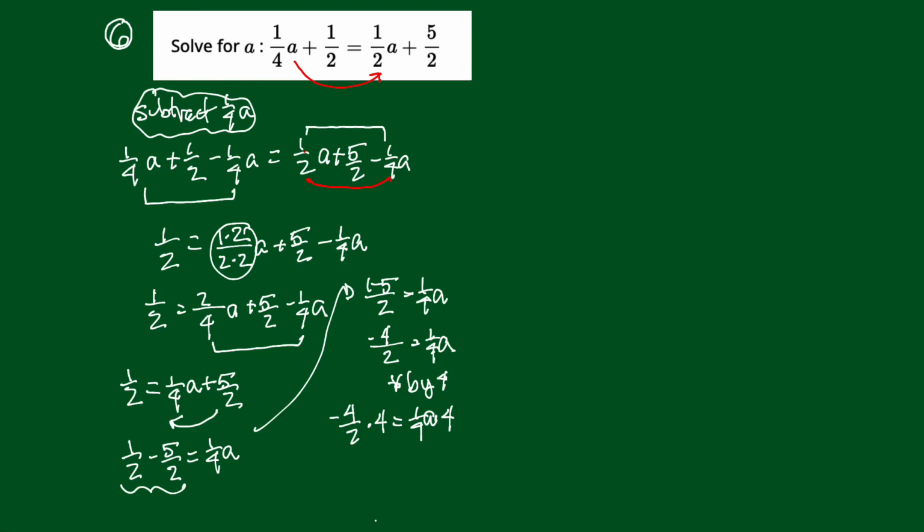All right, what do we get here? Negative 4 times 4 is 16. 16 over 2 is 8. So I get negative 8 is equal to, those 4's cancel, and I'm left with just A. So I'm going to claim that A is equal to negative 8.